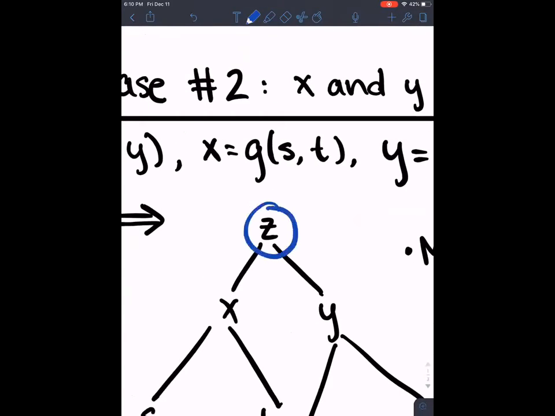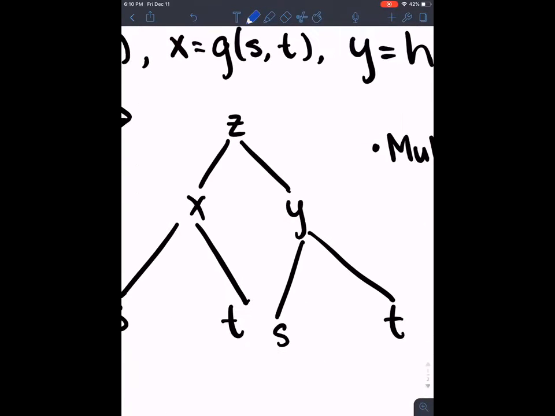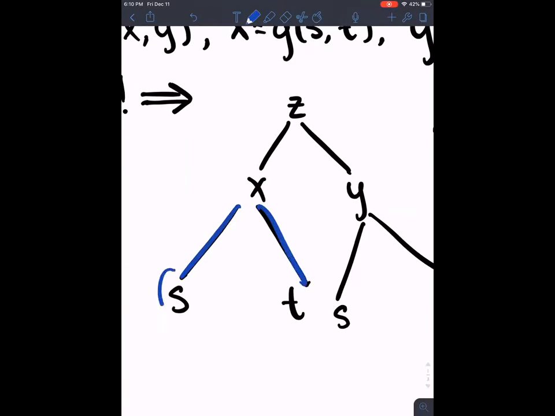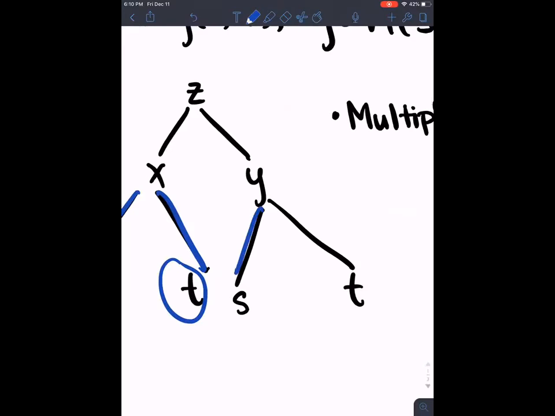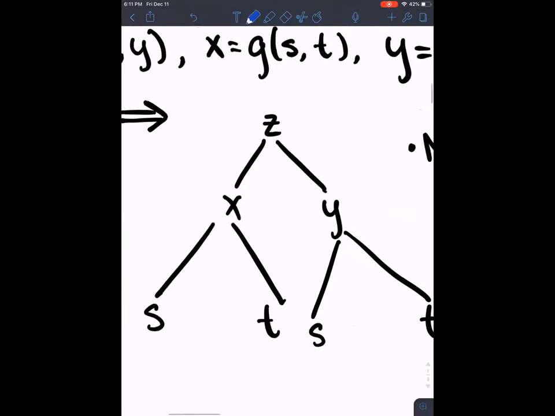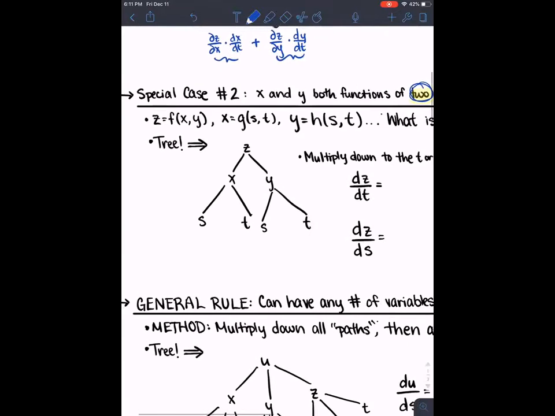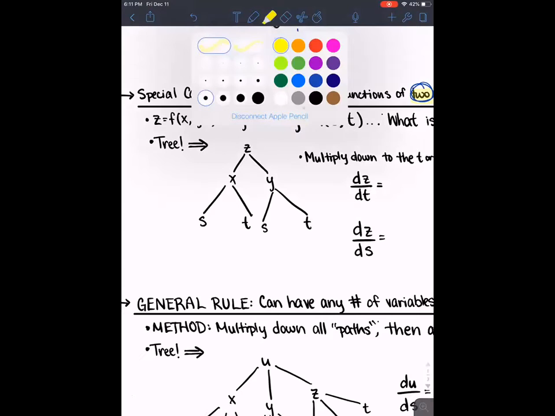Remember how you set it up? You've got the z, which is a function of x and y. And then x and y are each functions of two variables, s and t. I'm going to undo that so it doesn't get too crowded. So in order to find dz dt, let's multiply down the paths again.